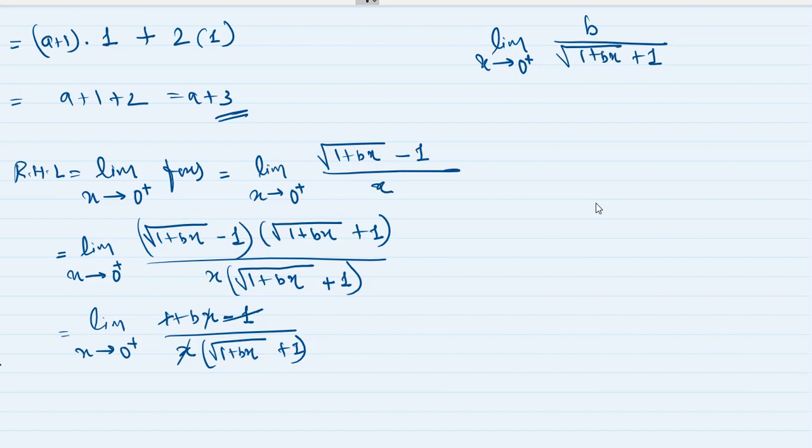Okay, so we have got so far. This is, I think, by far the simplest step, after which you have to take out the limit. So let's use the h method and simplify this further and get the value of RHL.